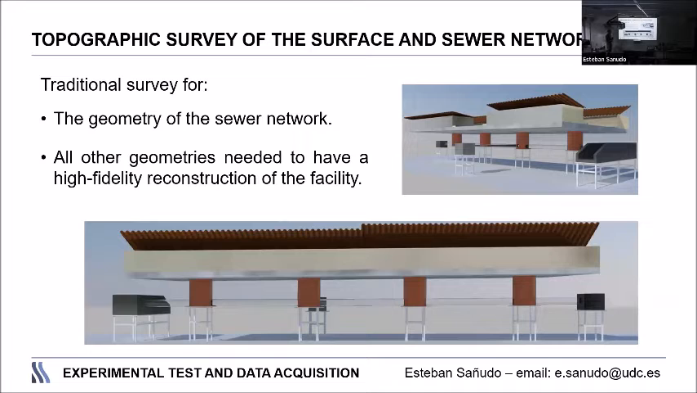Finally, we measure all the other things necessary to have a complete data set: the slopes of the pipes, the diameters, the positions, and all the geometries that will be necessary to build a numerical model.